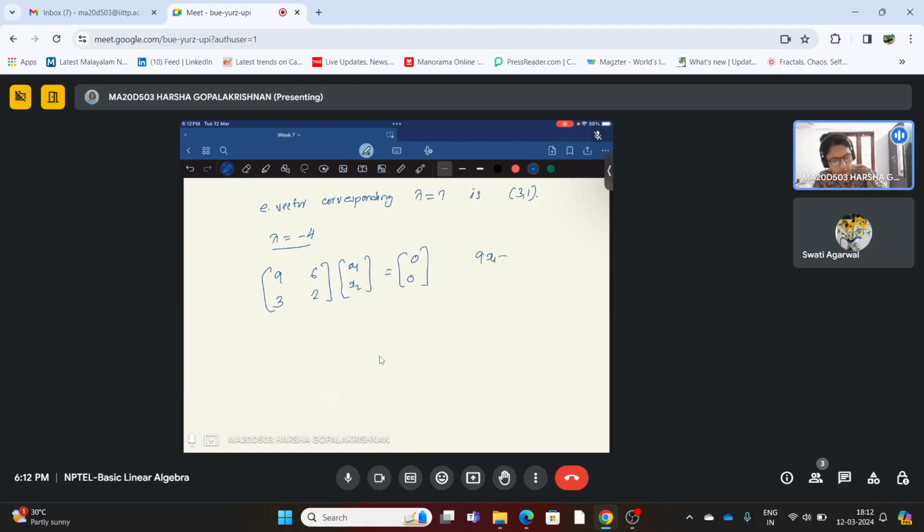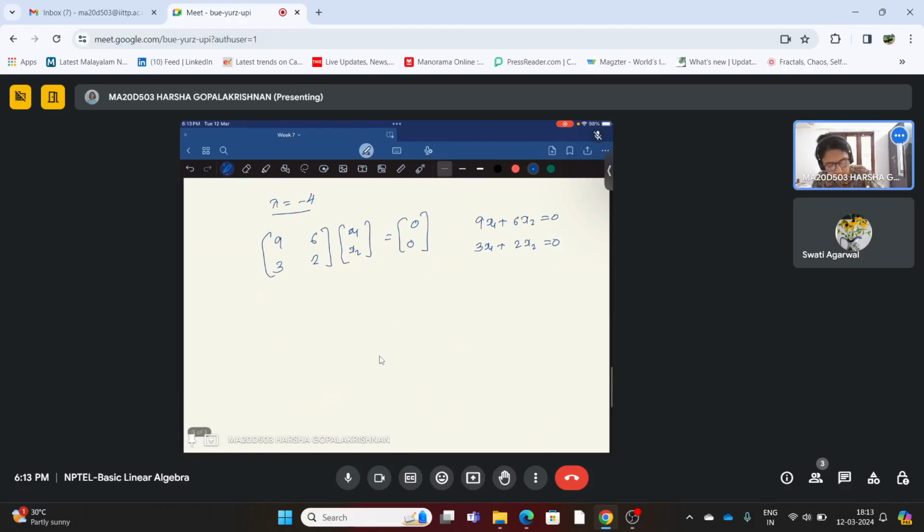So 9x1 plus 6x2 equal to 0. This is the same as 3x1 plus 2x2 equal to 0, correct? Yeah. So what can be the eigenvector here?